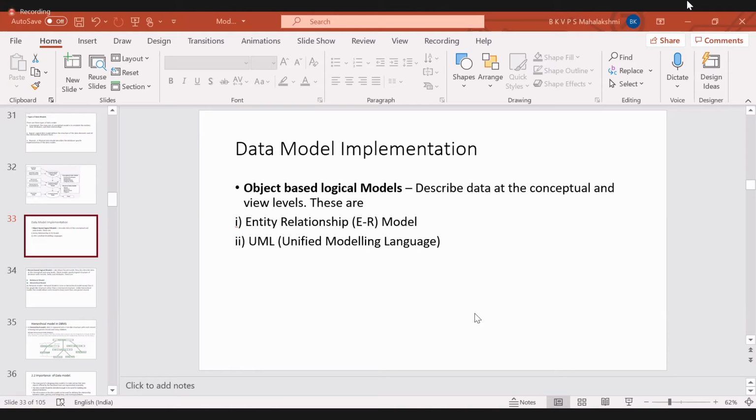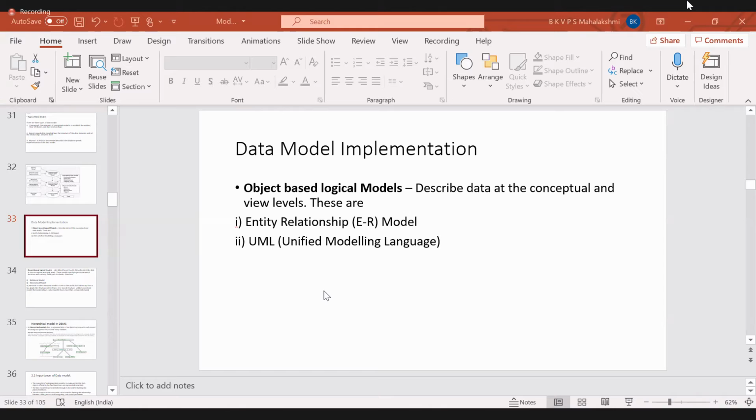So that is also one of the object-based logical models only. Entity relationship model. Anyhow, you know about the ER model, right? So today we'll draw. I'll give you some applications to do the ER model. Okay, that we will finish today.